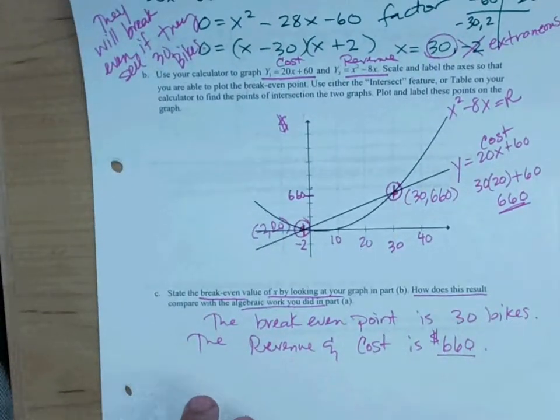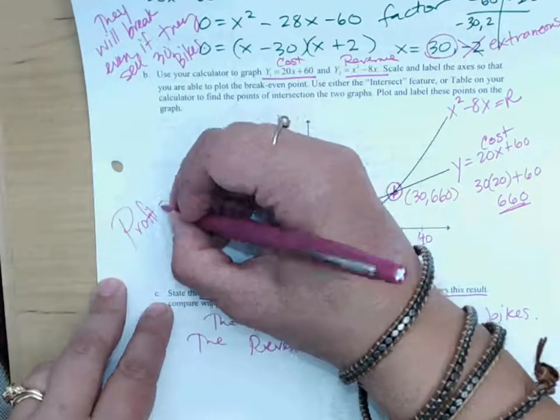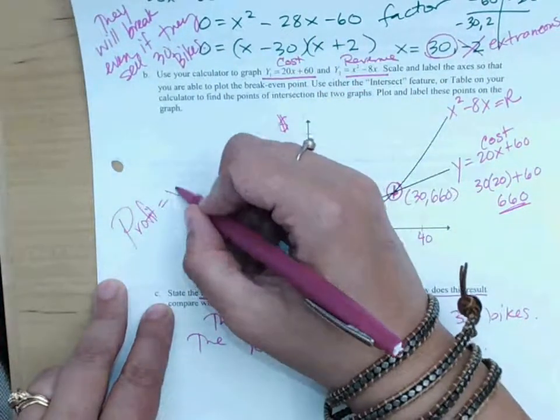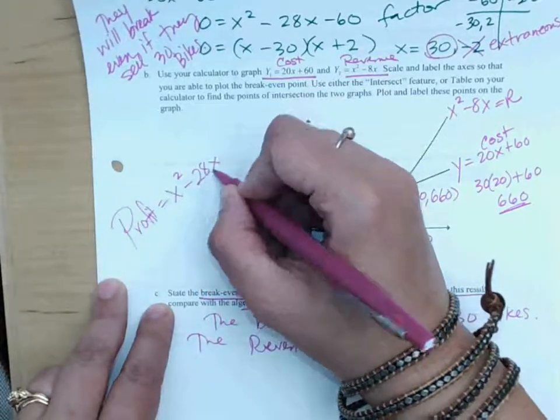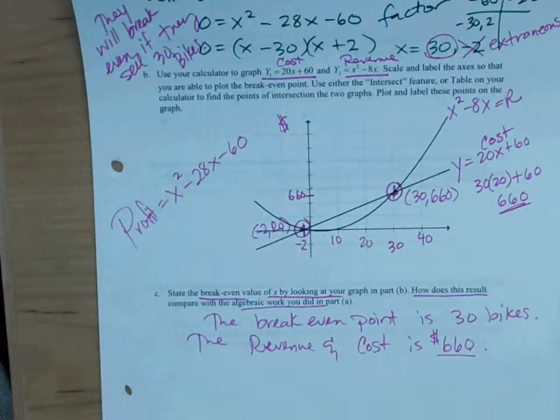Okay, any questions about this? And by the way, the profit equation would just be this right here, x squared minus 28x minus 60. If we set that equal to 0, that's also a break even. When the profit equals 0 is a break even, because your cost and your revenue are the same. Any questions on this before we move on to the next one?